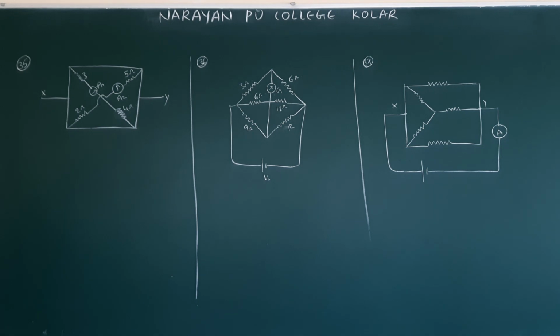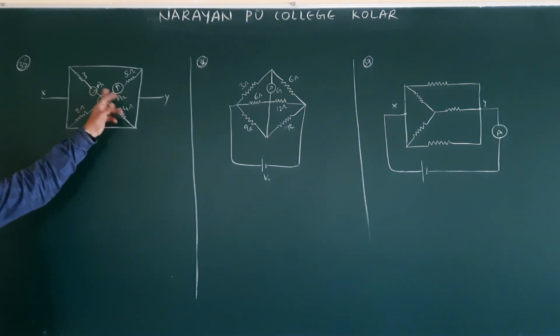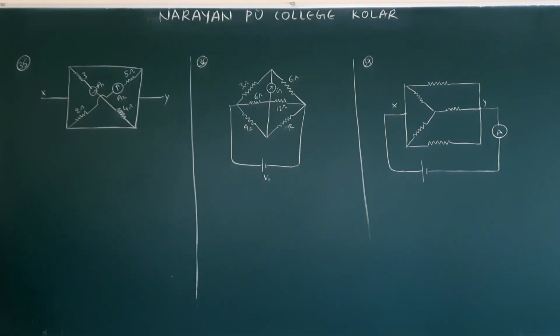Now see question number 35. As shown in the diagram, A1 and A2 are the ammeters. Ammeters measure current. The ammeter resistance they gave is 3 ohms each. This connection we already discussed many times. Both are not meeting together.